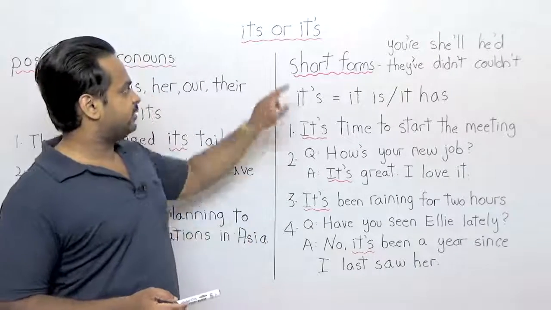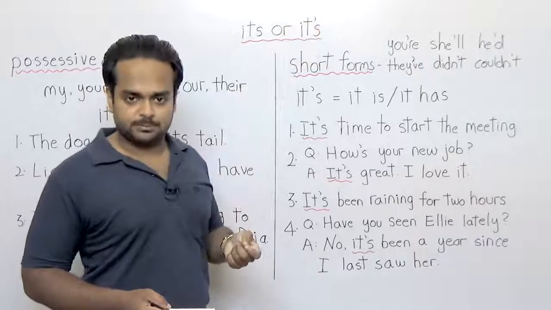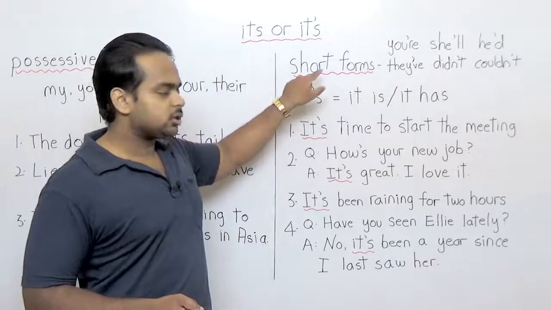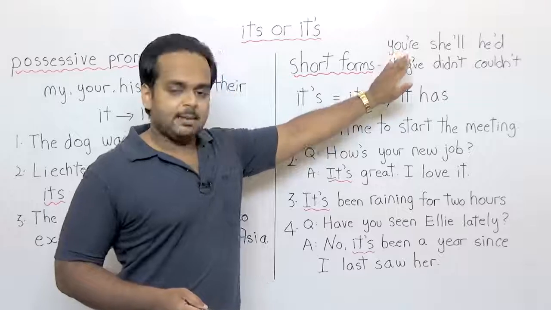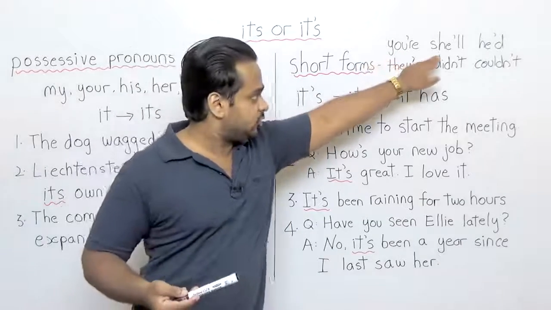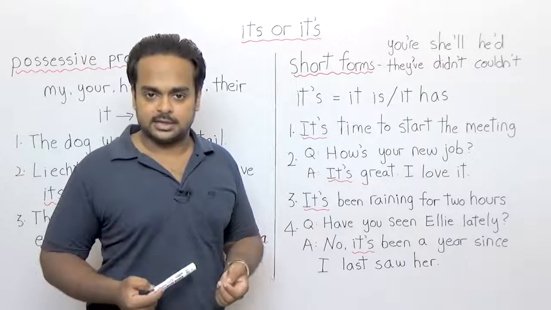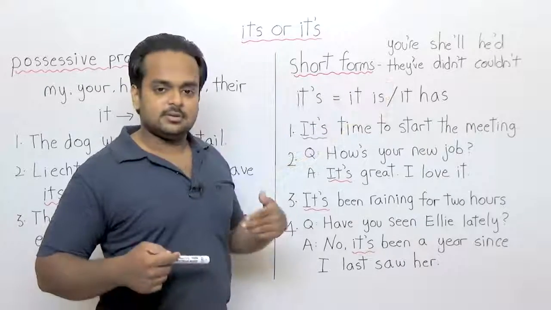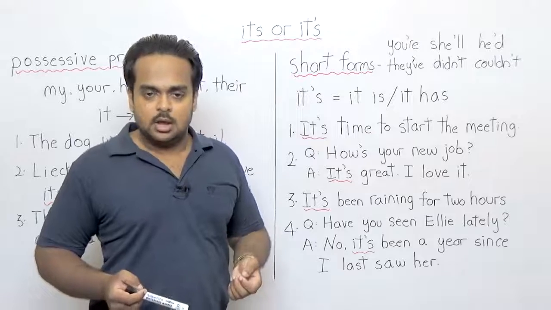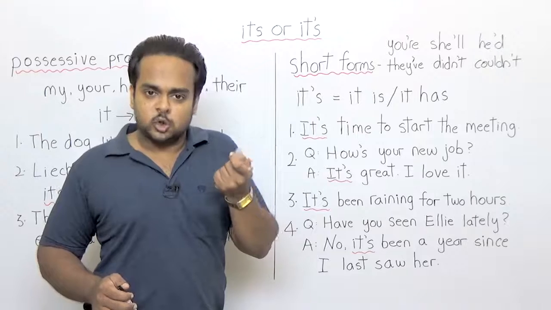So let's start with it's with an apostrophe. This mark is called an apostrophe. So when you have it's with an apostrophe, what you have is a short form. And these are all some examples of short forms in English. Your is you are. She'll is she will. He'd can be he would or he had, depending on the sentence. They've is they have, and didn't and couldn't are did not and could not. The apostrophe in these words shows that some other word has been shortened.